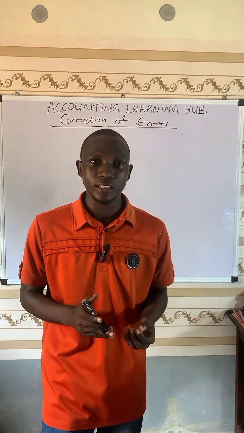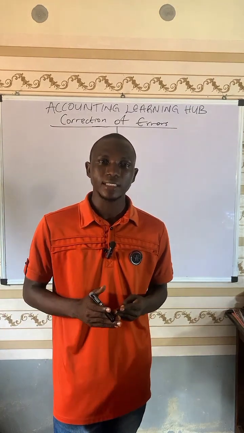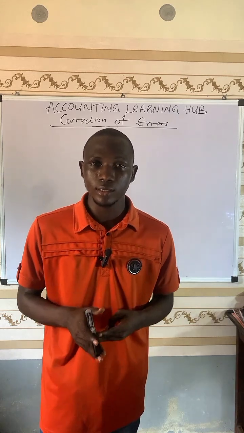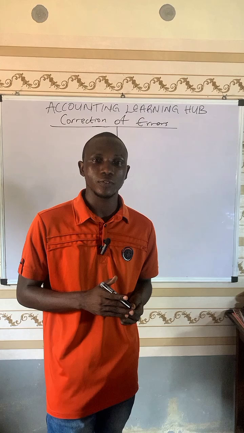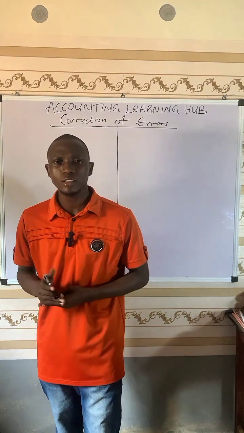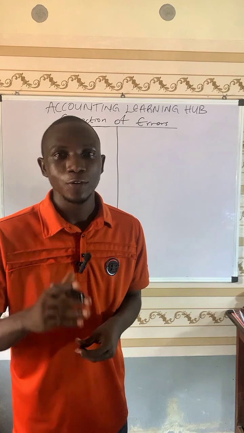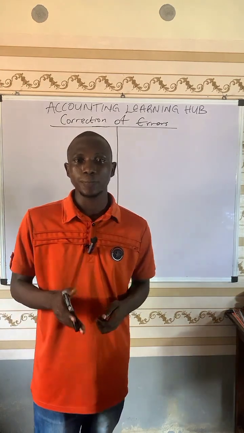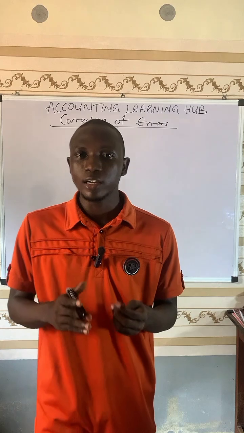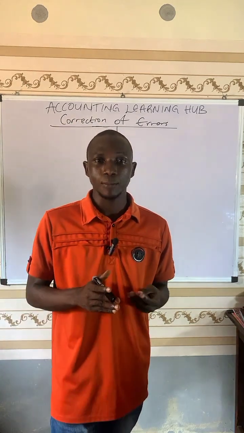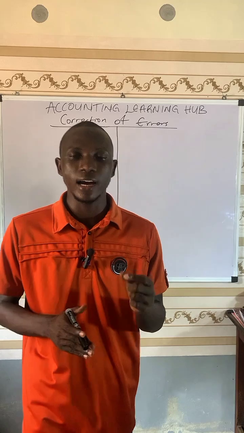In the previous classes, we've treated errors that do not affect the agreement of a trial balance, and in this class we are treating errors that affect the agreement of a trial balance. Whenever we are solving questions on errors that affect the agreement of a trial balance, we normally introduce a suspense account. A suspense account is an account where we record the difference in our trial balance temporarily until the errors have been identified and corrected.